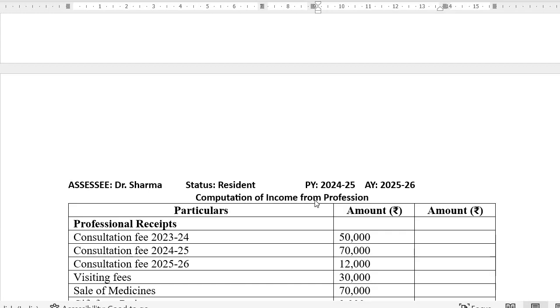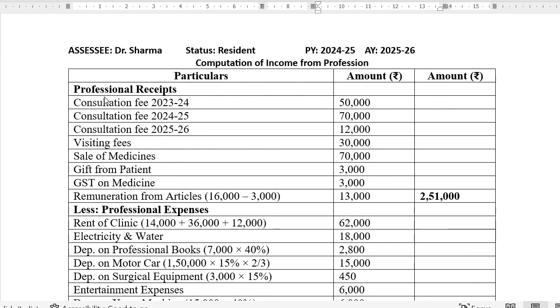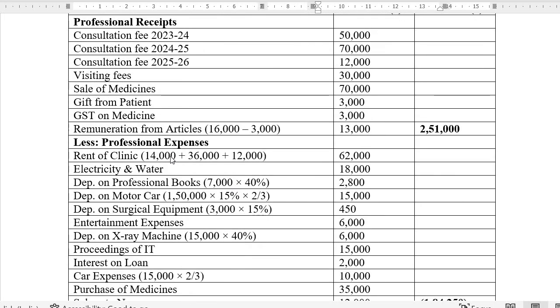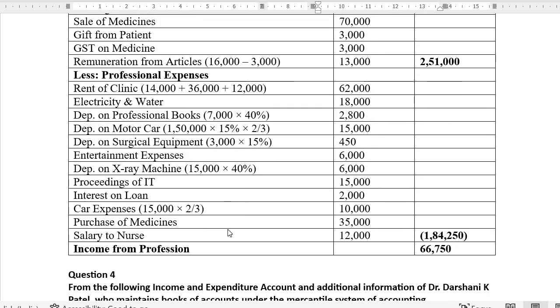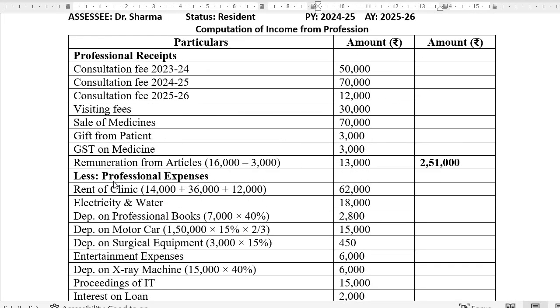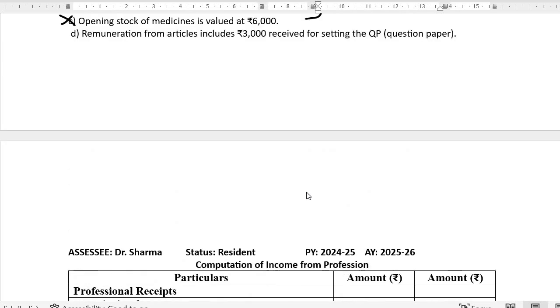Heading you give computation of income from profession. Divide the columns into 3, particulars and 2 amount columns. First make a list of professional receipt and then make a list of all professional expenses. So for calculating income from profession, you should deduct professional expense from professional receipt. Now we will look into the sum.